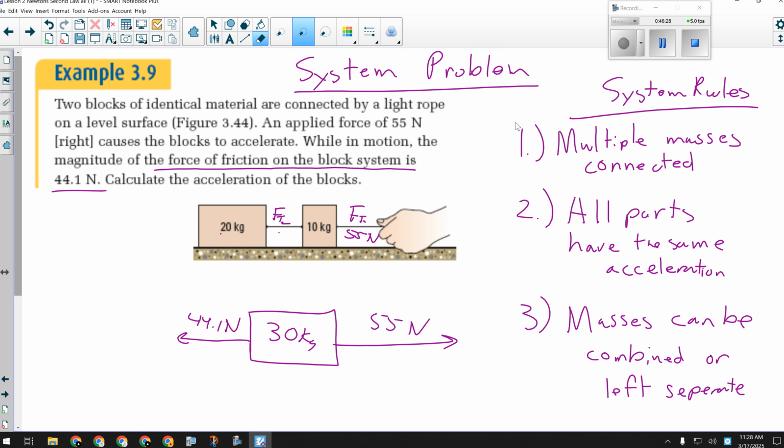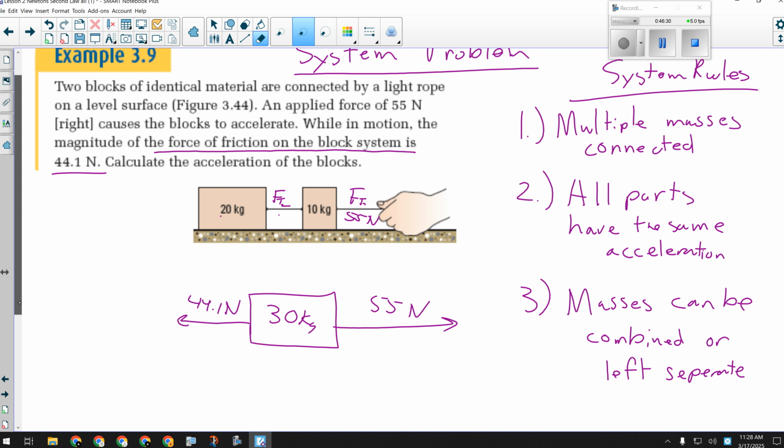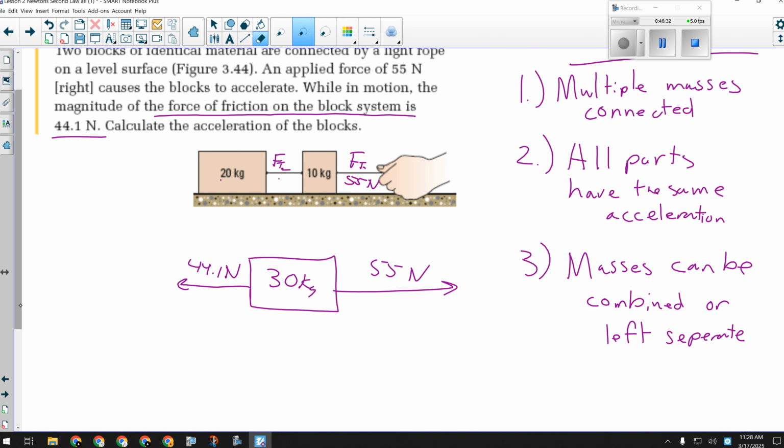So in this situation, can I just do what we've done on basically every other question? Can I say F net is the vector sum of all forces? Can I say it's 55 plus negative 44.1? That's safe to say? I think so. All right, so that's going to be 10.9 newtons forward.